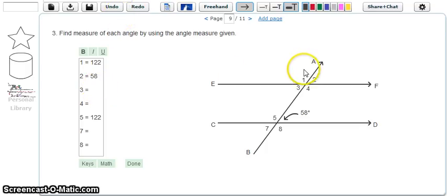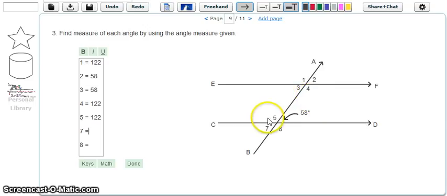Next, we'll use vertical angles to figure out angle 3. We know that 2 and 3 are vertical angles because they're opposite each other, and we know that vertical angles equal each other, so 3 also equals 58. We will also use vertical angles for angle 4. We know that 1 and 4 are vertical angles because they're opposite each other, so 4 is also 122 degrees.